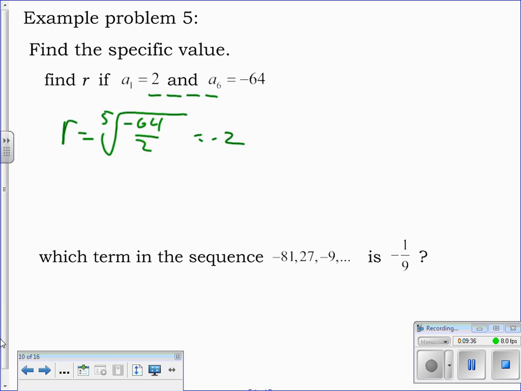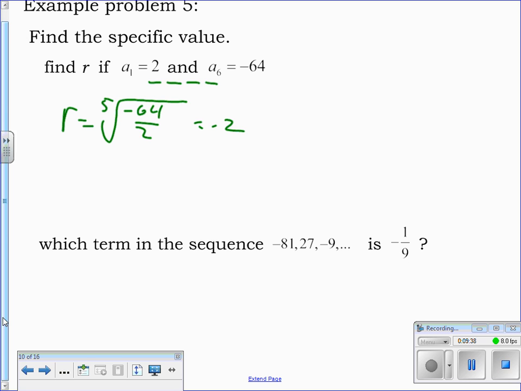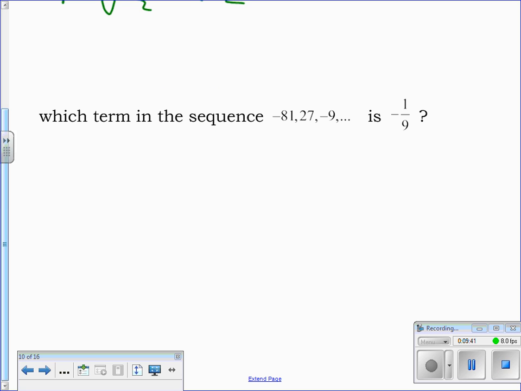Now, this one, on the other hand, is where things get a little trickier. Which term in the sequence is negative 1/9? So here's what we're doing. We're using this formula, and we're looking for n. That's what it's asking me. This is a sub n, we just don't know what n is. So we set up our formula: a sub n equals a sub 1 times r to the n minus 1 power.